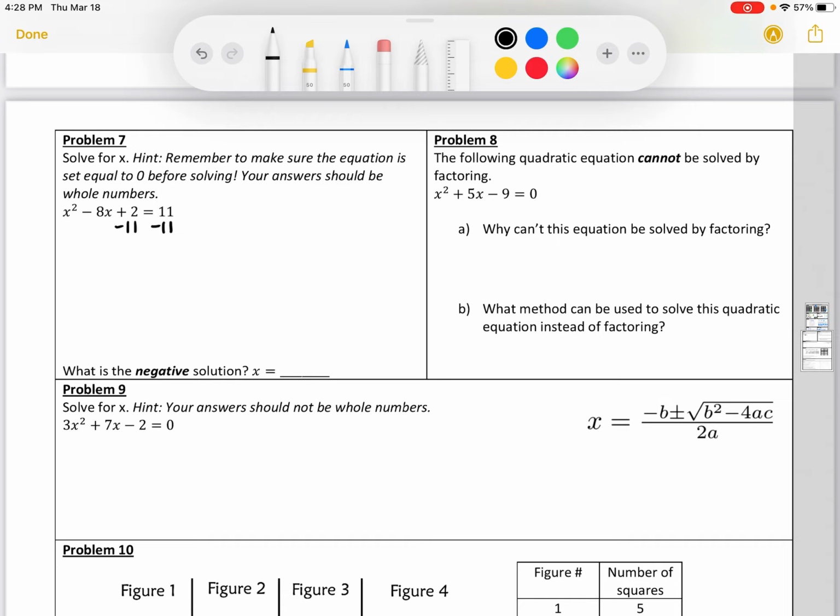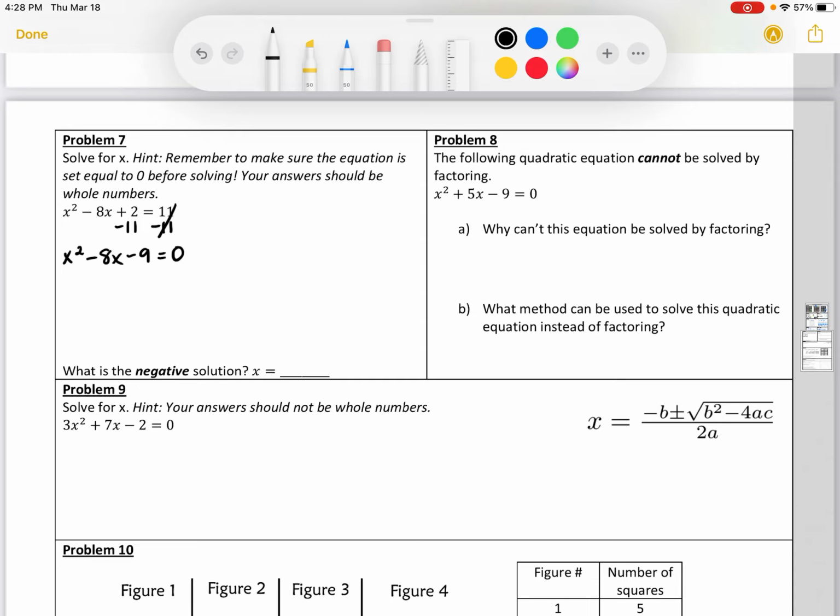Like, that's the number that doesn't have an x with it, so that's what's going to get subtracted from. So I carry down the x squared and the minus 8x. 2 minus 11, that gives me negative 9. Do it in a calculator if you need to. Now the 11 minus 11 goes away and I have a 0, which is exactly what I wanted.